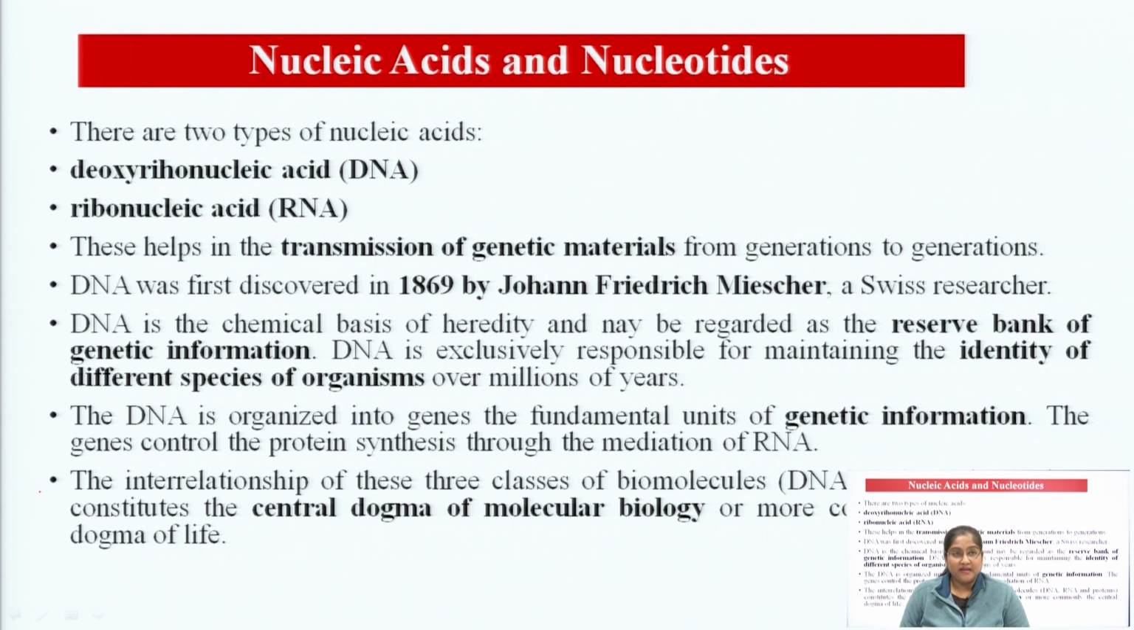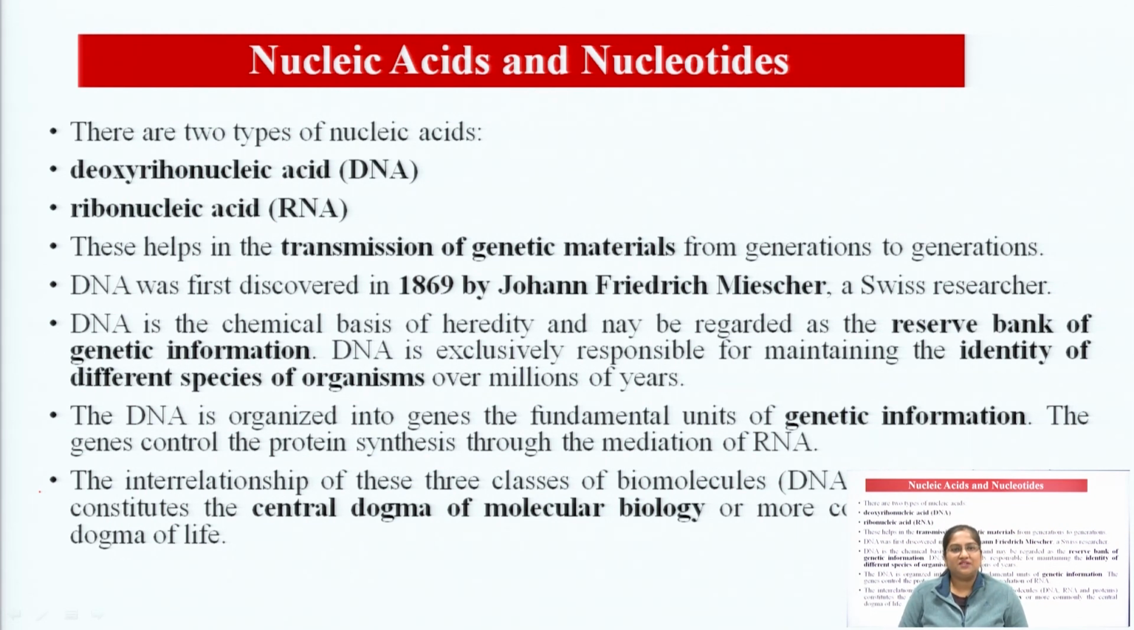What is the main role of DNA and RNA? They help in the transmission of genetic material, from generation to generation, helping us maintain the special characters we got from our parents, and our offspring will get from us. DNA was first discovered by Johann Friedrich Miescher in 1869. It is the chemical basis of heredity, regarded as the reserve bank of genetic information. DNA is exclusively responsible for maintaining the identity of different species of organisms.